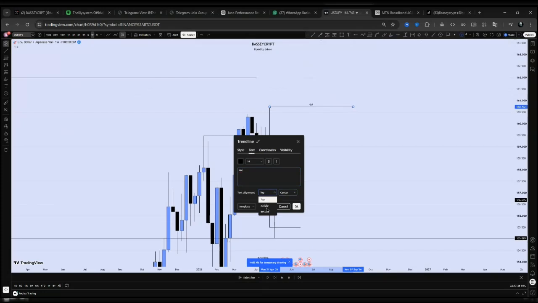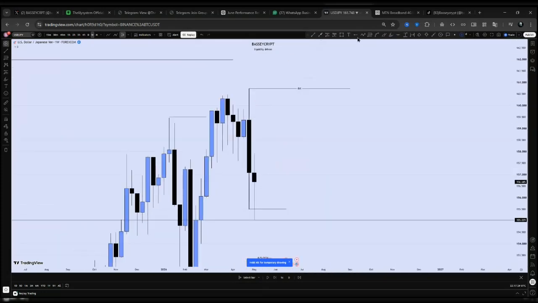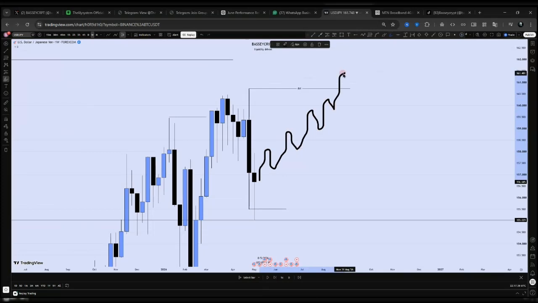Basically, I'll look for a series of lower lows and lower highs, or a series of higher highs and higher lows, driving price towards that previous weekly high. Because the previous weekly low has been broken out, I'm not expecting price to trade back towards that low.